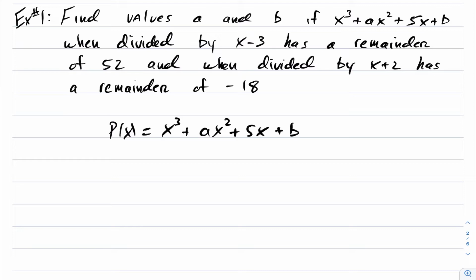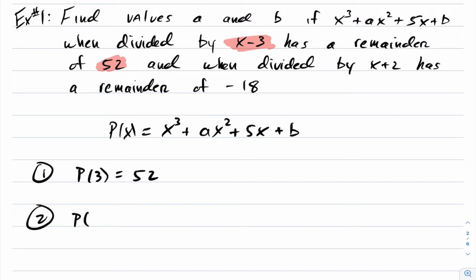As we said here, p(a) is the remainder when divided by x minus a. So therefore, the one piece of information that we have is the polynomial evaluated at 3 must equal 52. The reason for that is when I divide this polynomial by x minus 3, it yields a remainder of 52. Likewise, we have another equation, in which the polynomial evaluated at negative 2 is going to equal negative 18. Again, that's a direct application of our remainder theorem. When you divide the polynomial by x plus 2, you get a remainder of negative 18.